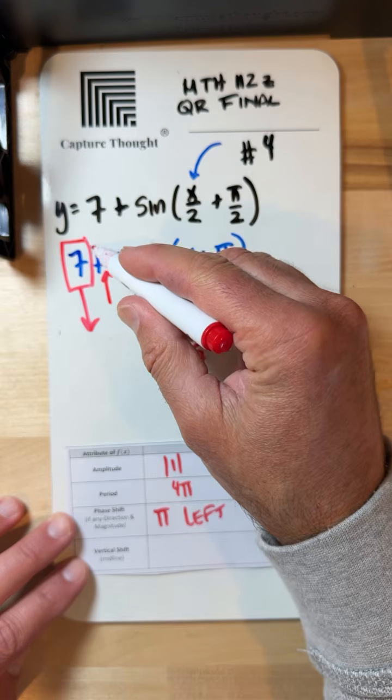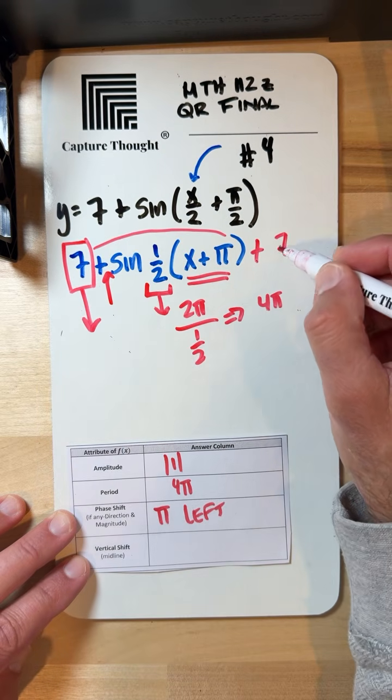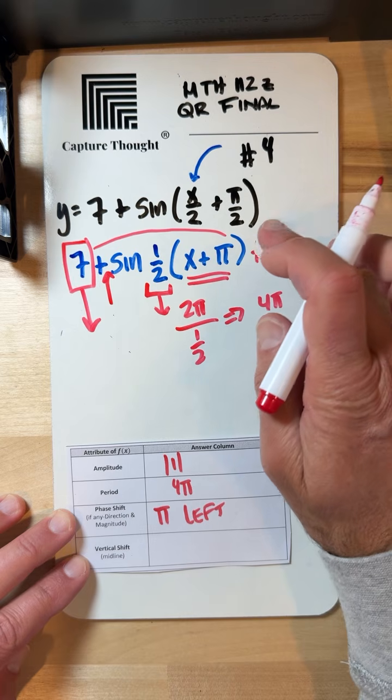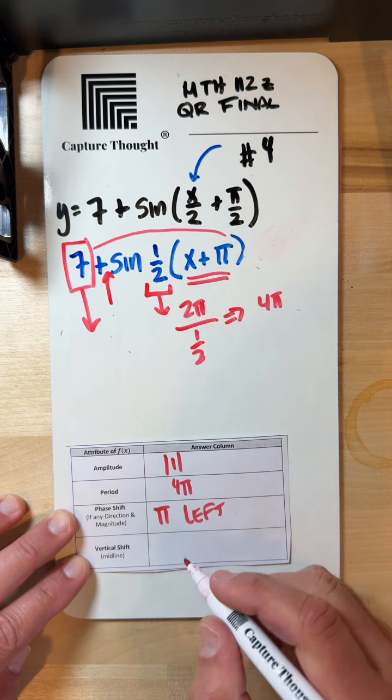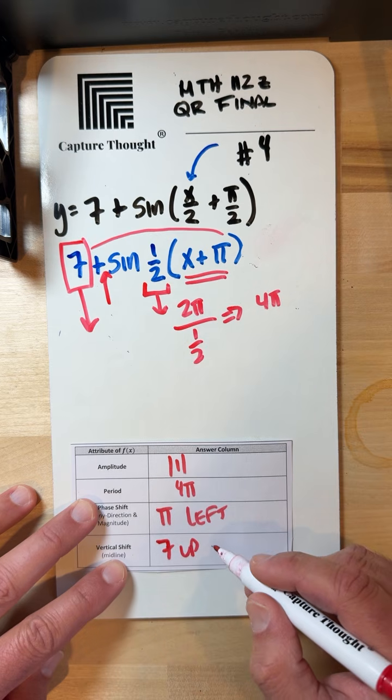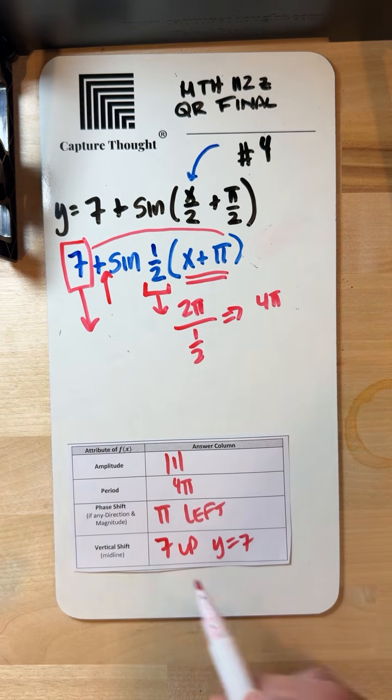Now remember, that number could also have been in the back. I could have also put it here, and it's the exact same equation. A lot of students don't see that part, so it doesn't matter where you put that if you're adding or subtracting that number. So that'd be 7 units up. So the equation for that would be y equals 7. If it asks you for the midline, you can just say 7 up, or the equation y equals 7.